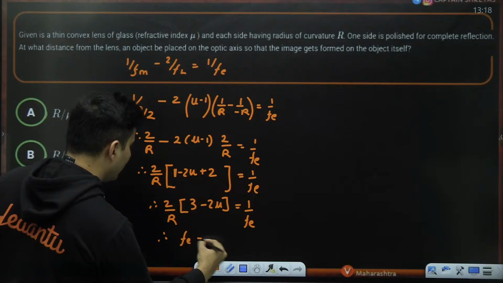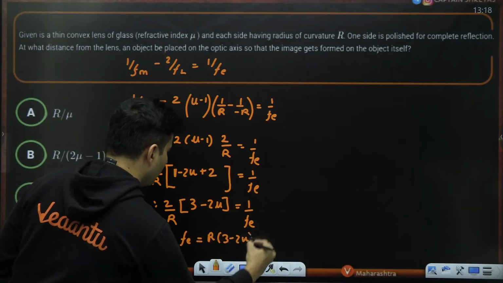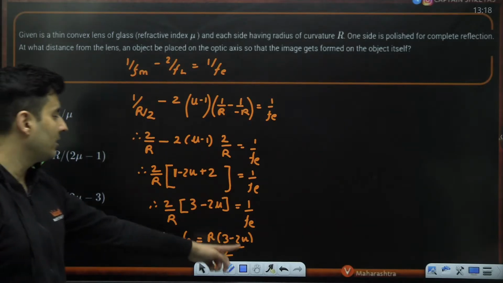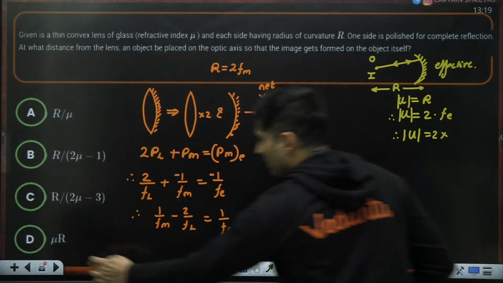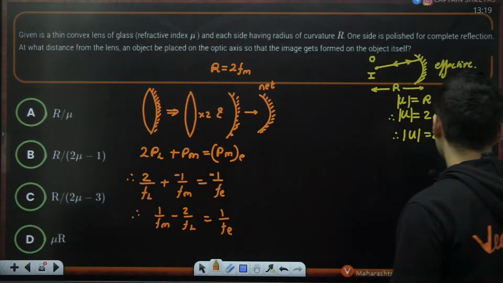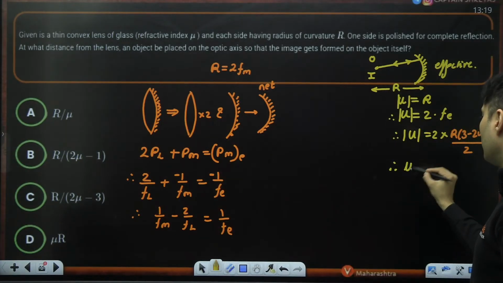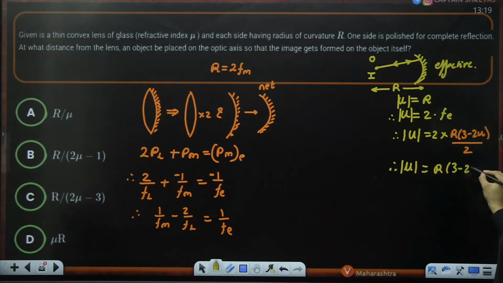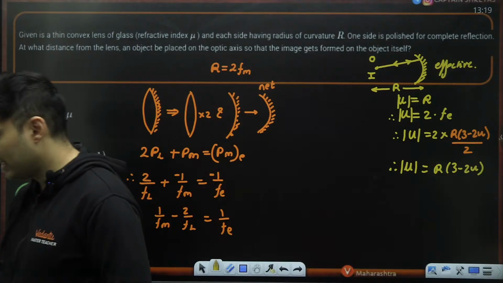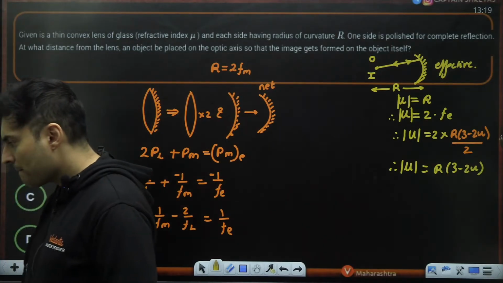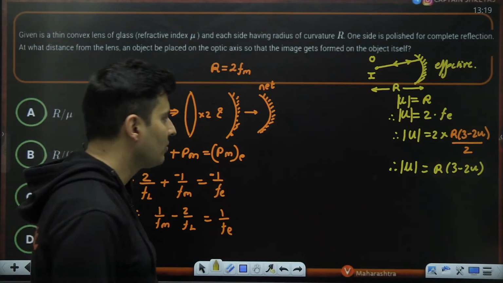So therefore, the focal length is effectively just the reciprocal of that. So R into 3 minus 2 mu, whole thing divided by 2. So when I find the focal length, just substitute it over here. So therefore, I will get the object distance as, 2 cancels, R into 3 minus 2 mu. That is what I will get. Everybody with me? Absolutely clear, guys? Okay, perfect. I think that slash should not have been there, but this is what it would be.